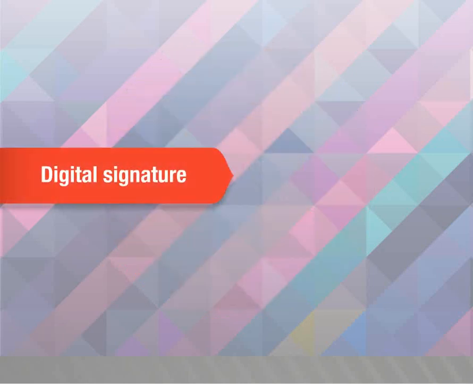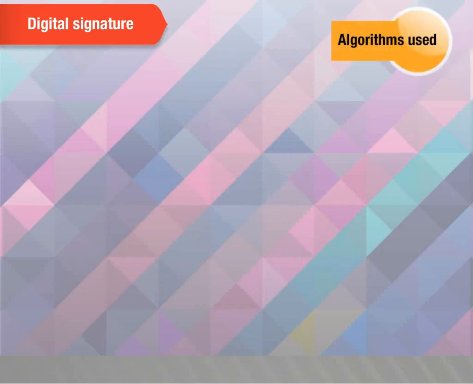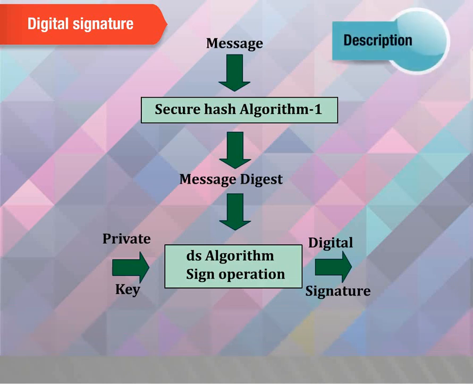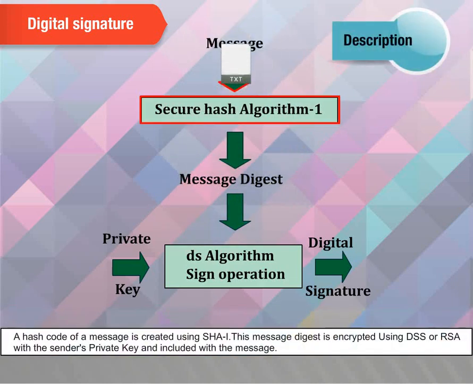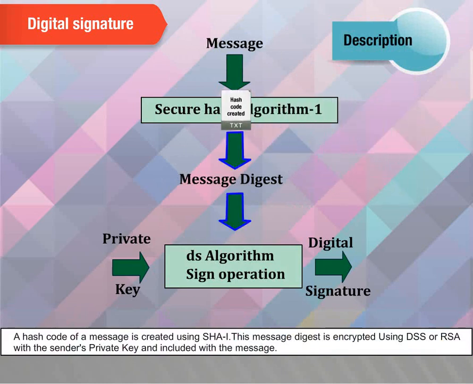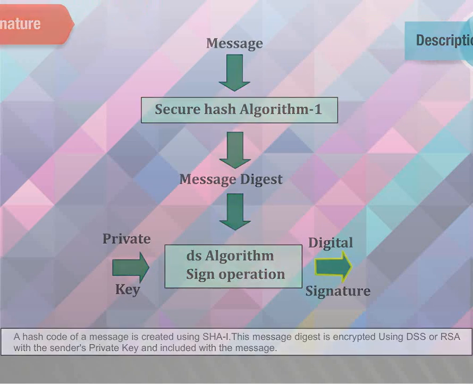Digital signature. Algorithms used: DSS, SHA, or RSA, SHA. Description: a hash code of a message is created using SHA-1. This message digest is encrypted using DSS or RSA with the sender's private key and included with the message.